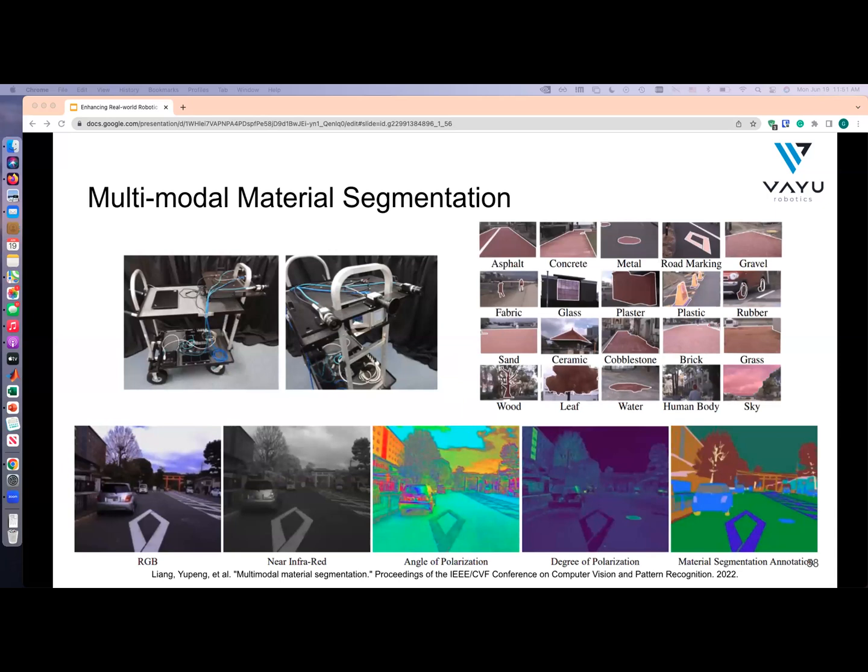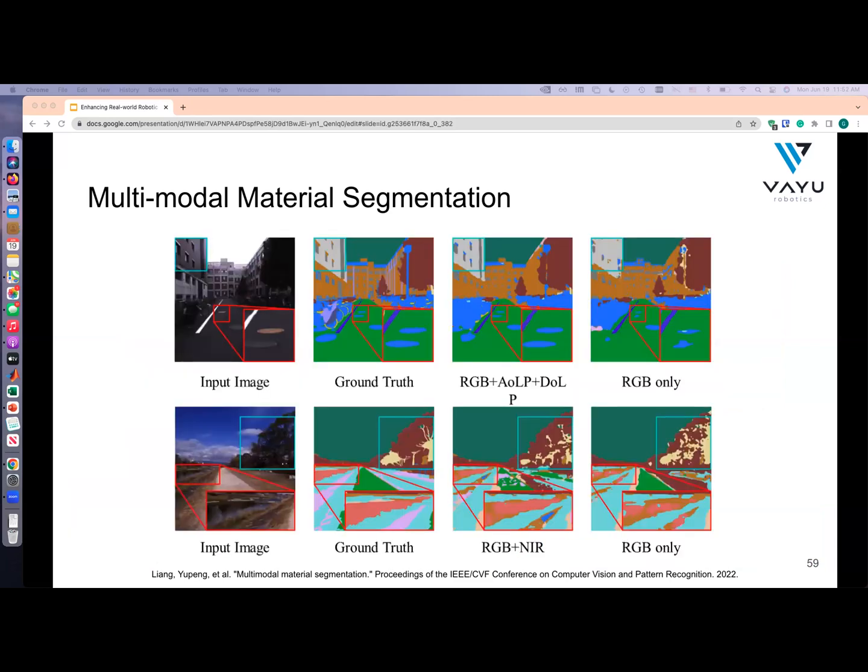One of the recent works on this topic is called multimodal material segmentation, by a group of researchers at the University of Kyoto. They built a data collection rig like this, which has cameras of different modalities, including polarization. In their work, they were able to collect about 5,000 images of real world scenes with RGB, near infrared, AOLP and DOLP, and they also asked workers to label the images with material labels. As a result, they were able to train a network to perform material segmentation on the input image of different modalities, RGB or NIR, or a combination of different modalities.